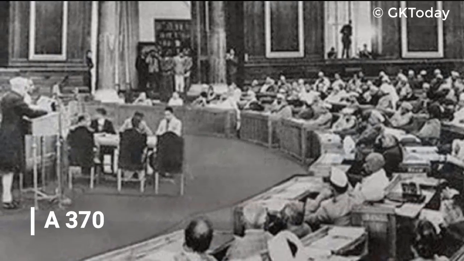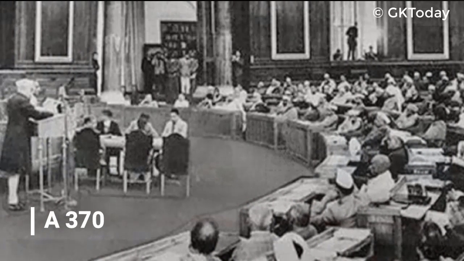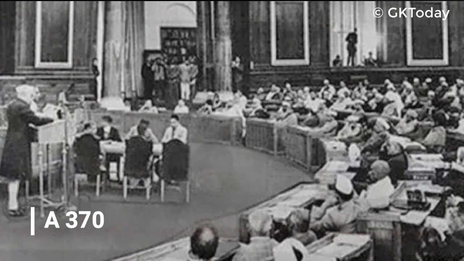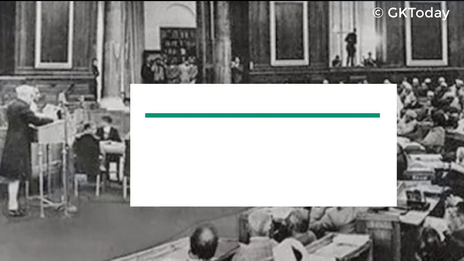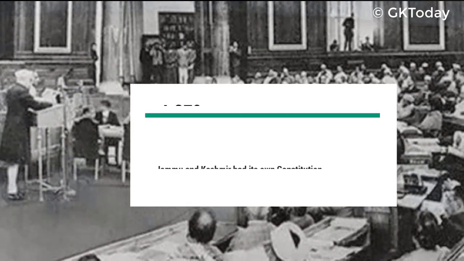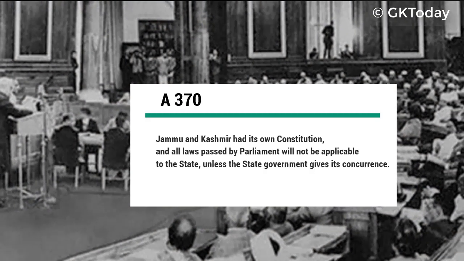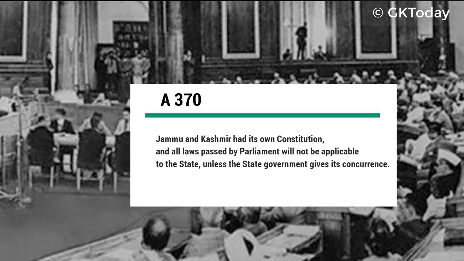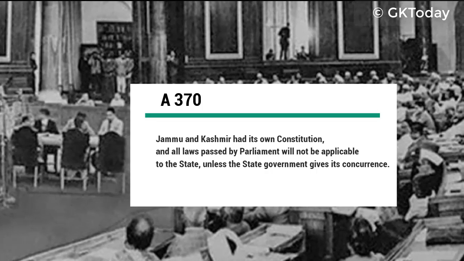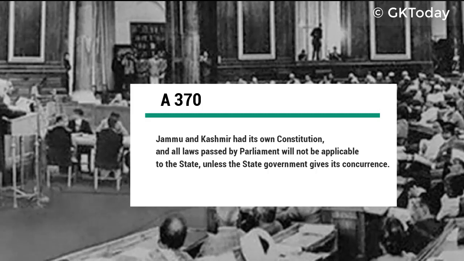It explains what parts of the Indian Constitution will be applicable and what parts of the Indian Constitution will have jurisdiction over Jammu and Kashmir. Now according to Article 370, Jammu and Kashmir had its own constitution and all the laws passed by the parliament were not applicable to Jammu and Kashmir without the concurrence of the state government of Jammu and Kashmir. So therefore, Article 370 provided special status to Jammu and Kashmir.